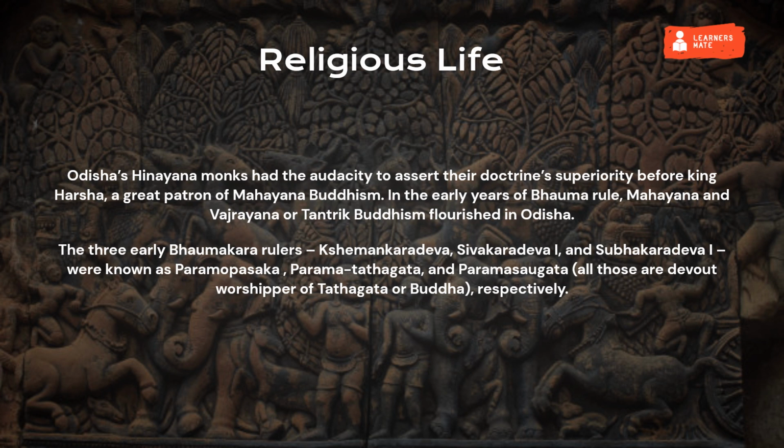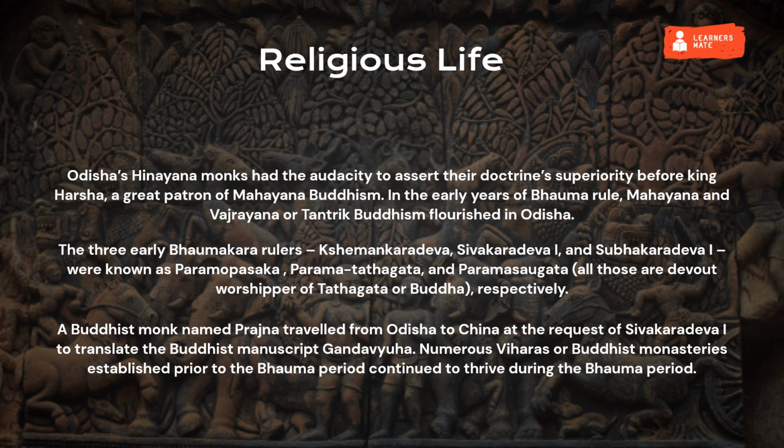The 3 early Bhaumakara rulers, Kshemankaradeva, Shivakaradeva I and Subhakaradeva I were known as Paramopasaka, Paramatathagata, and Paramasaugata. All of them were devout worshippers of Tathagata or Buddha, respectively. A Buddhist monk named Prajna travelled from Odisha to China at the request of Shivakaradeva I to translate the Buddhist manuscript Gandavyuha. Numerous viharas or Buddhist monasteries established prior to the Bhauma period continued to thrive during the Bhauma period.